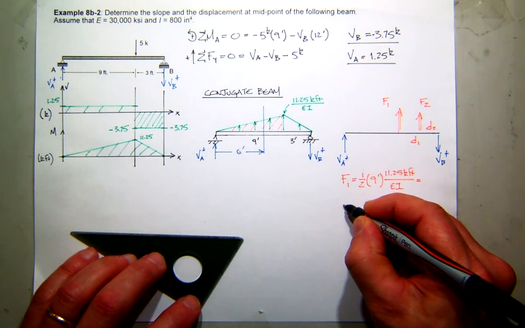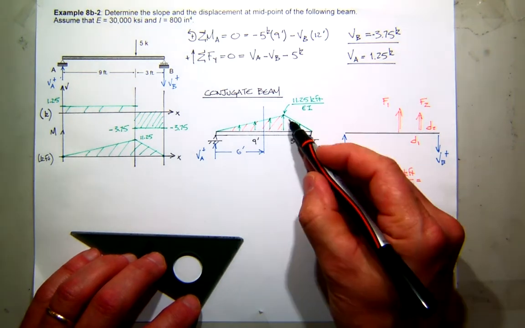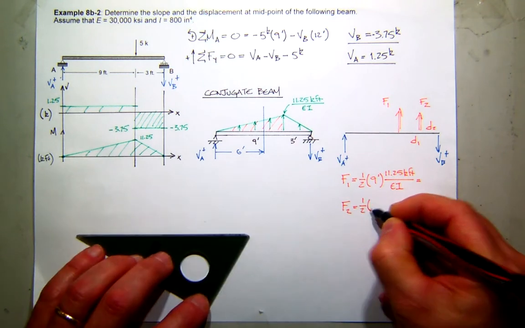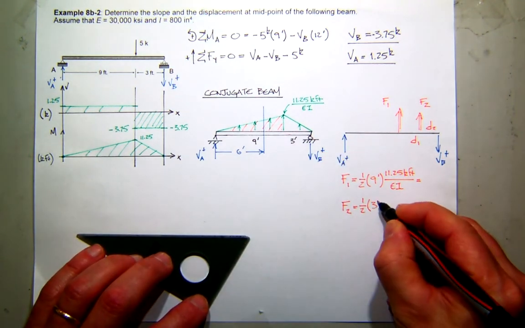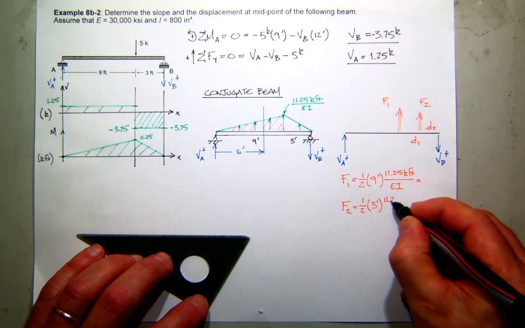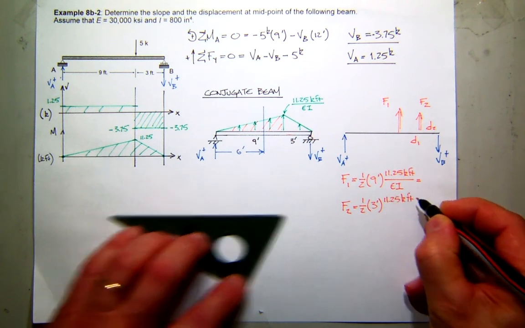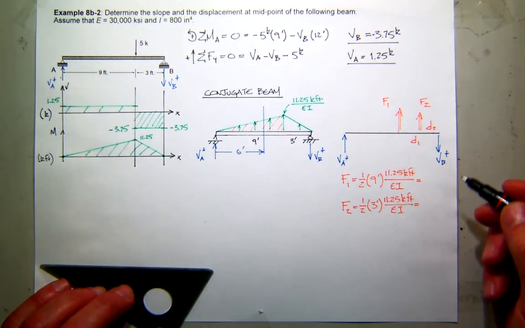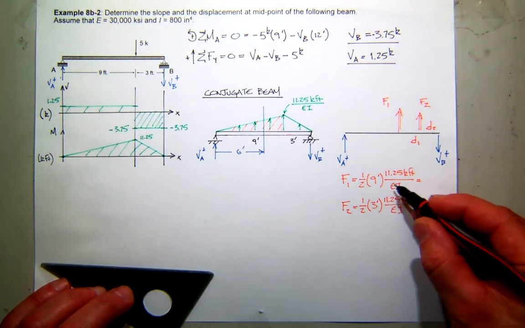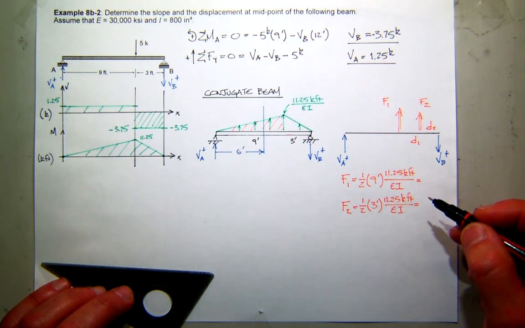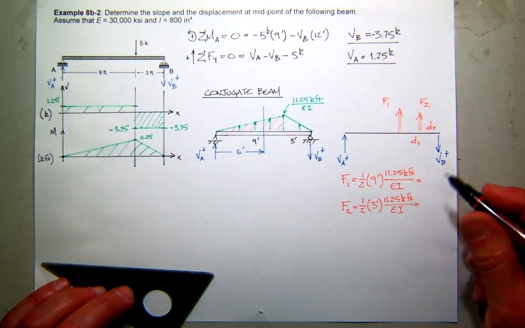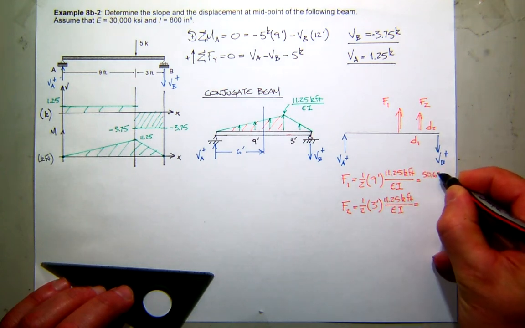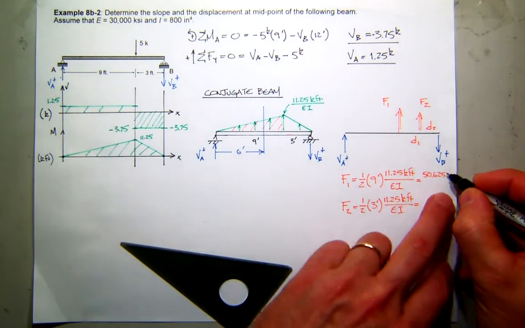While you're figuring that out, I'll go ahead and calculate F2, which is this part of the triangle, which would be 1/2 base. This base is only 3 feet, and it's the same height, 11.25 kip feet divided by EI. Anybody get the first number? Just leave the EI as EI. Don't divide by EI yet. 50.625.